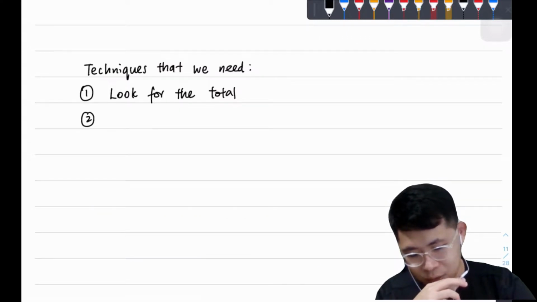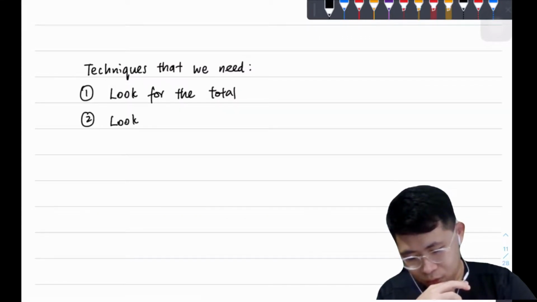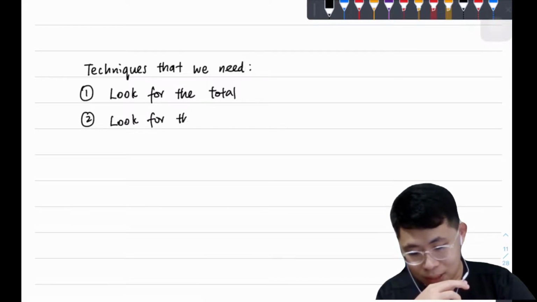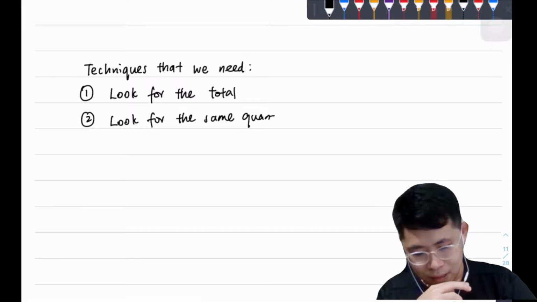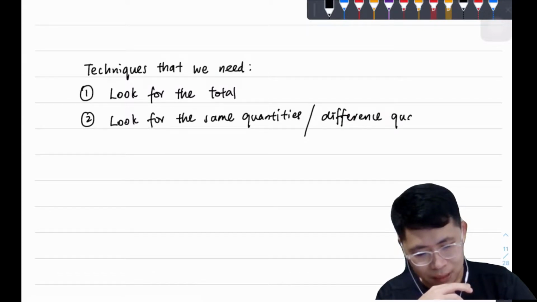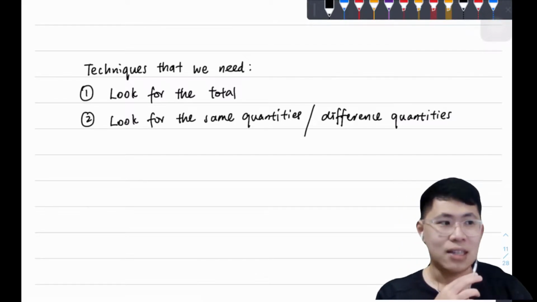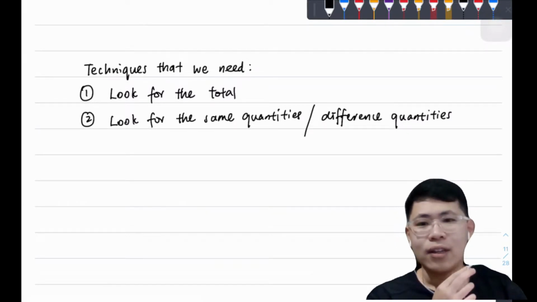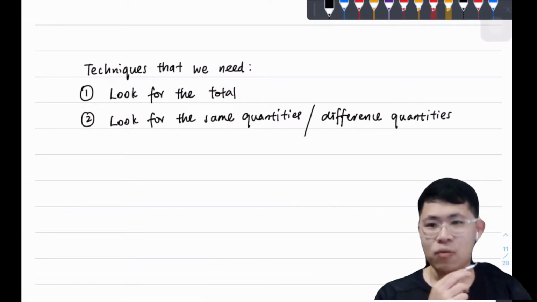Then the second technique would be to look for the same quantity, or to see which one is the same. And at the same time to also look for different quantities and to see how the difference between them will be how many units, and we'll try to match this as we go. Okay, so let's take a look at one of the examples.